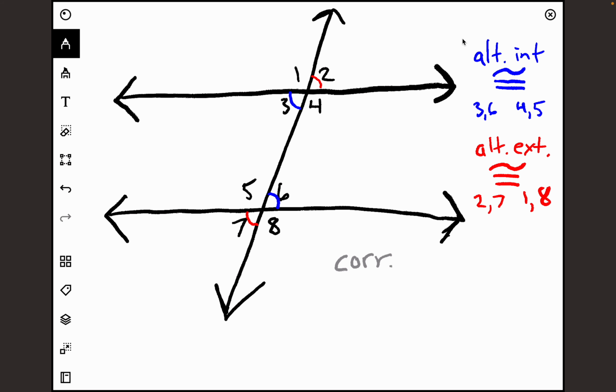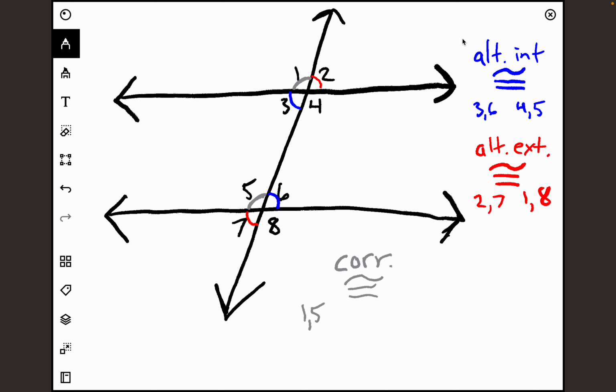So let's say I have angle 1. All right. Angle 1 and angle 5 are going to be an example of corresponding angles. All right. With corresponding angles, they are also congruent. Okay, so if angle 1 is 120 degrees, what's angle 5? Yeah, 120. Perfect. Okay, so I got 1 and 5.